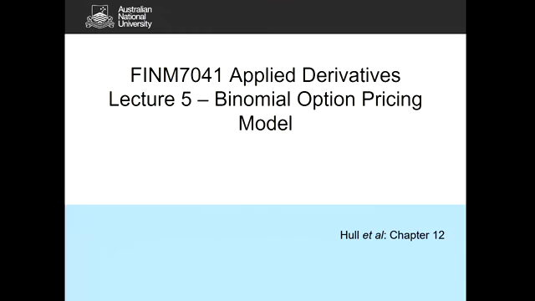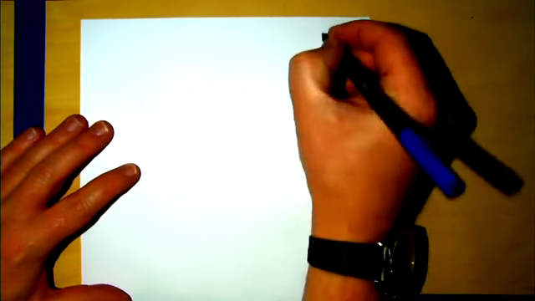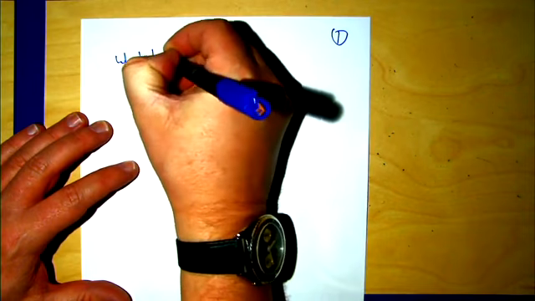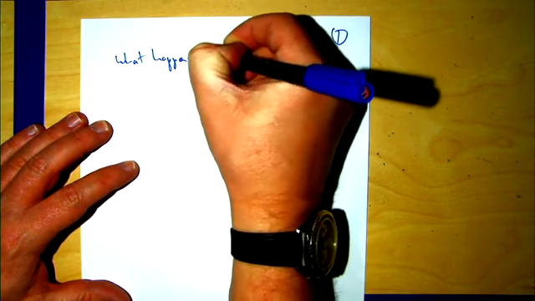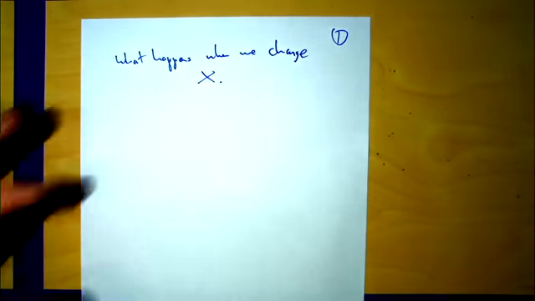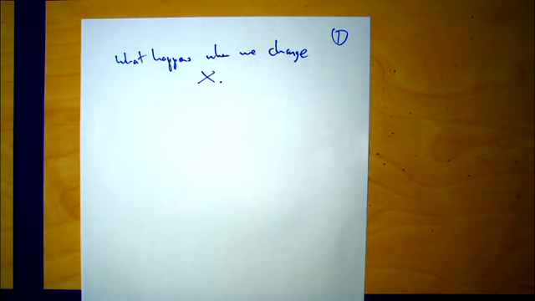Before we start today, the one thing we're going to look at is what happens with strike prices. We need to make sure that we're happy that when we look at strike prices, we know what will happen to our option prices. So let's look at what happens when we change X, my strike price of my option.